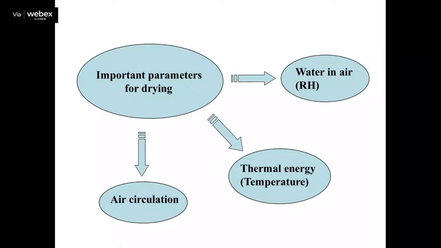If the relative humidity is less, the drying is faster, keeping the temperature constant. And if the temperature is higher, keeping the relative humidity constant, the diffusion of water from the wood surface will be higher. Similarly, the air circulation also impacts the drying of the wood. Higher the air circulation, keeping the temperature and relative humidity constant, the drying of the wood is also enhanced.